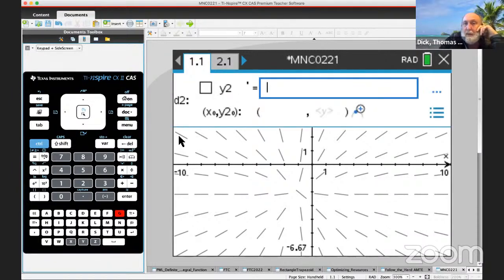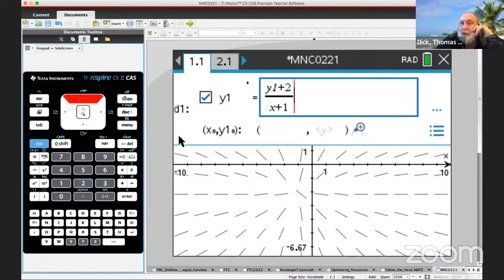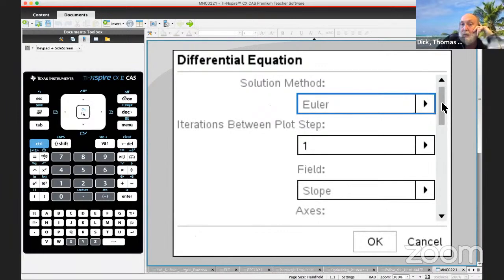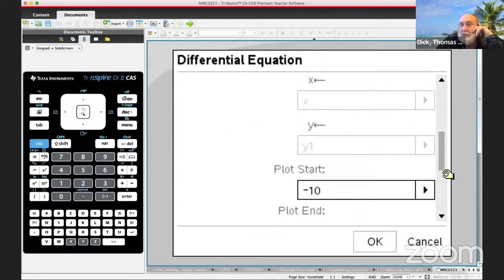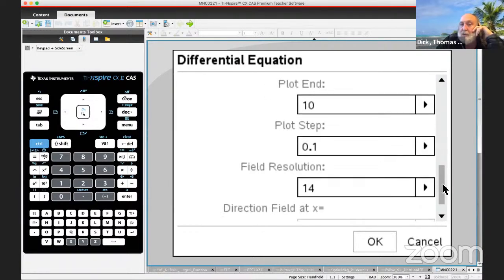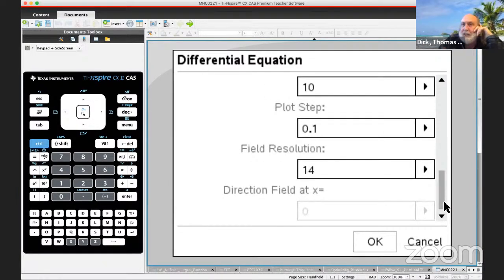I'm going to bring up the differential equation again. I'm going to go over here to this dot, dot, dot, which says edit parameters. And one of the things we can choose is the field resolution. And this basically says how fine our slope field will be, how many lattice points. Now here they've got a field resolution of 14. I'm just going to double that to 28 just for grins and see what happens when we plot it again.